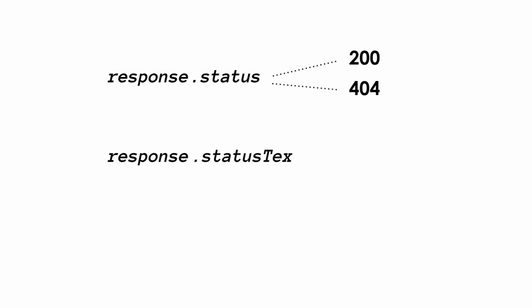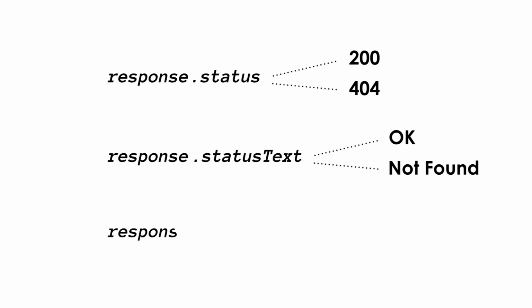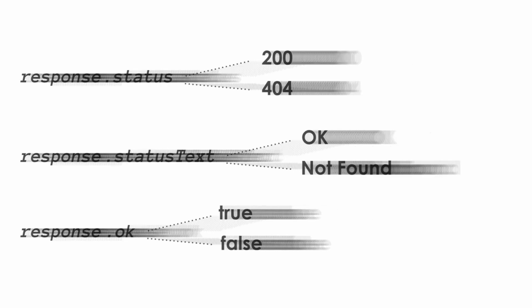We can handle response status codes. There are two major properties. The first property is status, which returns a status code like 200 or 404. The second property is statusText, which returns text, whether it is OK in case the status is 200 and Not Found in case the status is 404. There is one more property, which is the ok property. It may be either true or false.